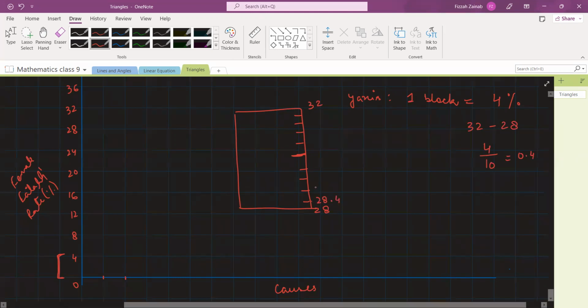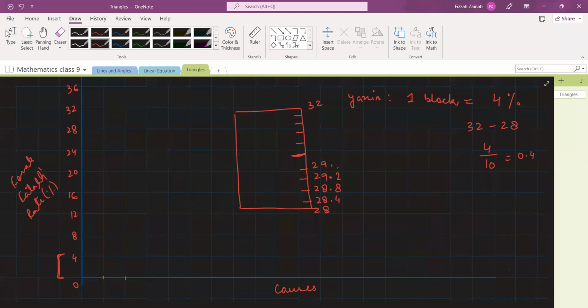That means the next division is 28.4, next will be 28.8, next will become 29.2, then 29.6, then 30.0, then 30.4, then 30.8, then 31.2, then 31.6, and then you have 32. So it is like this. Can you see that?